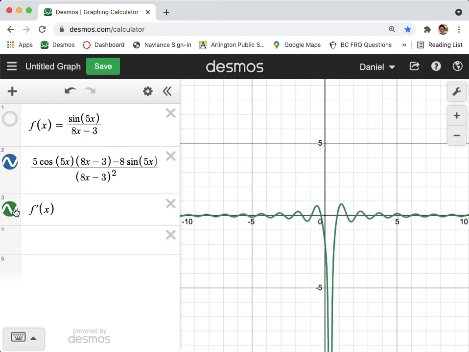So now you can see that the derivative that I got as my answer and the derivative just by using f prime is the same graph, which is a good sign. That means we did the work.